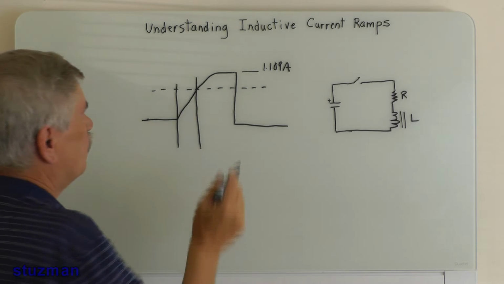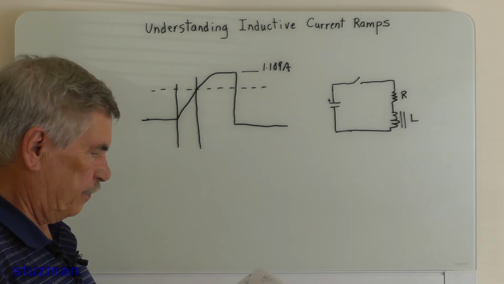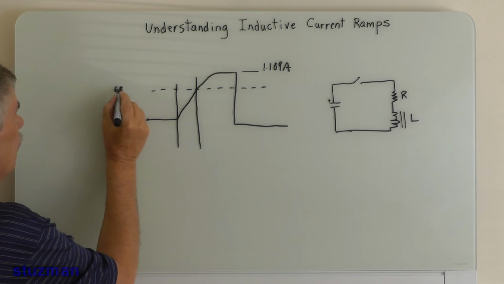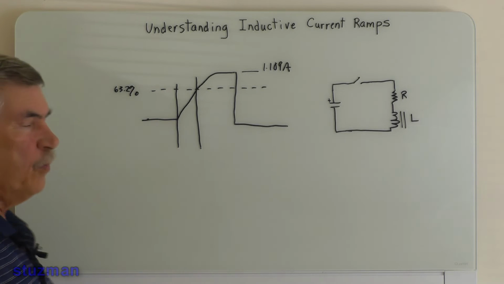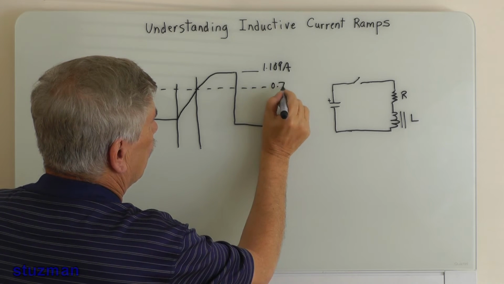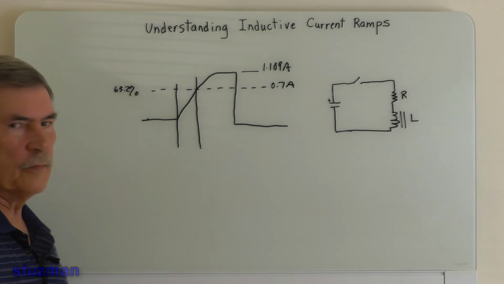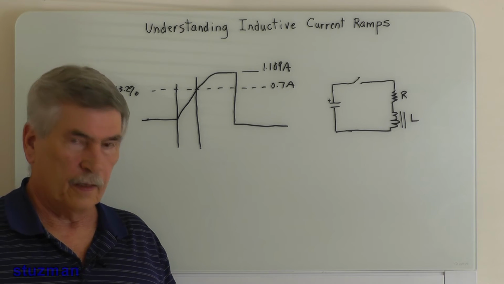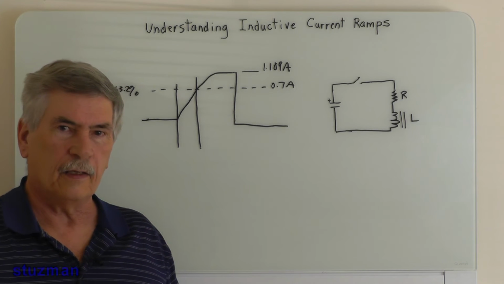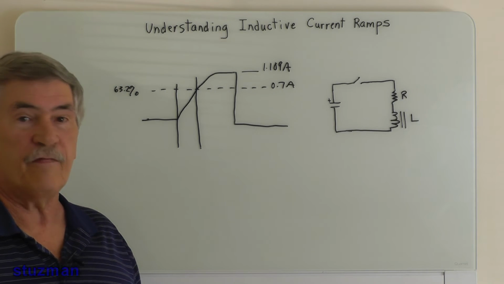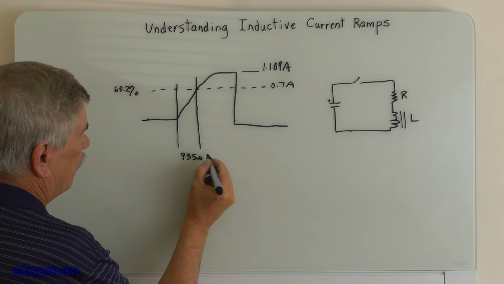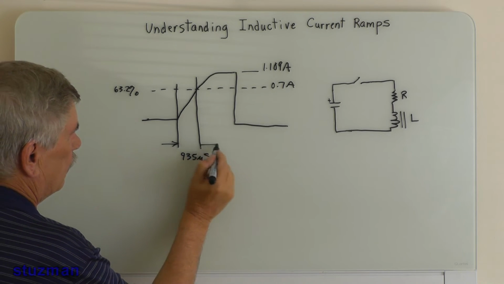And we knew that this was 63.2%. And I'll put that over here. 63.2% of our maximum current, and we saw that that was 0.7 amps. Okay, you with me so far? Now we look down here for our time cursor. We saw that we had 935 microseconds. So this down here, 935 microseconds. Okay.